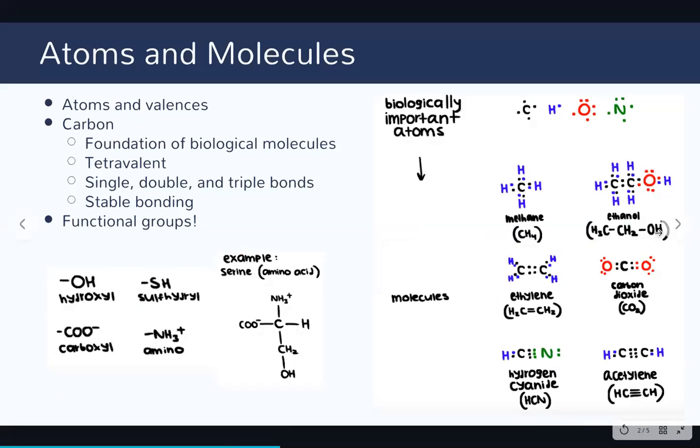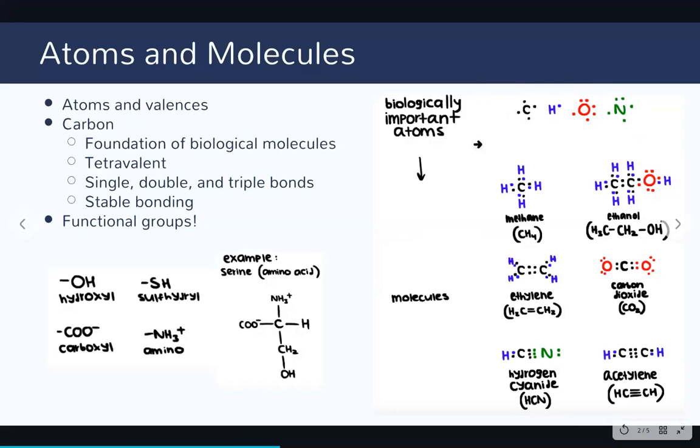For an introduction, let's look at just some of the more biologically important atoms. And we have carbon, hydrogen, oxygen, and nitrogen. For the atoms, it is important to look at their valence electrons. Valence electrons can participate in chemical bonds, so we look at their valencies. Carbon has 4, hydrogen has 1, oxygen has 2, and nitrogen has 3.